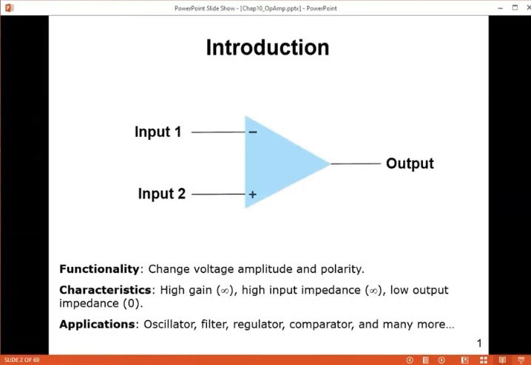An op-amp can be used to make many circuits such as the oscillator, the filter, regulator, comparator, and many more, including differentiator, integrator, and so many others. The list can go on. Today we just learn about the basics of op-amps.